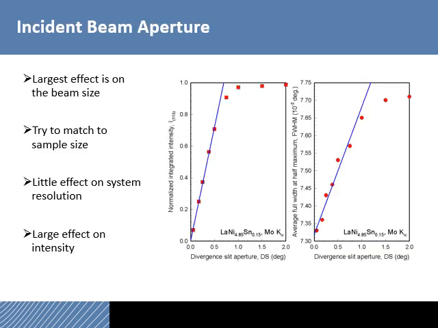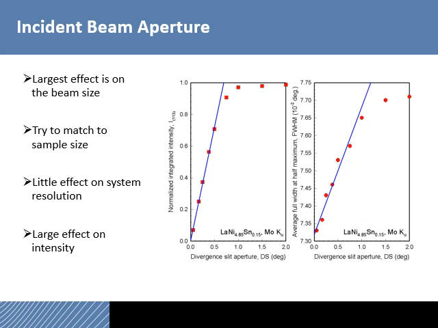We'll talk a little bit about the incident beam aperture. It's sometimes referred to as the divergent slit. It has the largest effect on the beam size itself. This is the first slit that the beam will go through out of the X-ray tube. You want to try to match that slit more or less to the sample size.